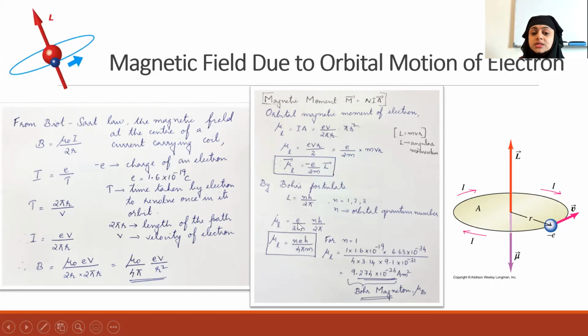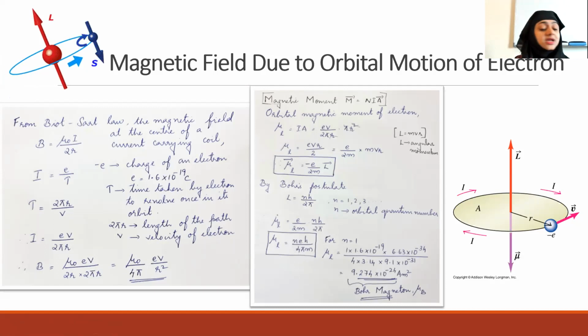So mu L is equal to e by 2m into, instead of L, nh by 2 pi. So we got the whole expression as mu L is equal to neh by 4 pi m. 2 times 2 gives you 4. Now, for the first orbit, you know that n is equal to 1.